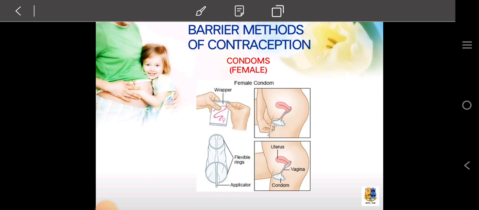Use of female condoms. Female condoms can be inserted into the vagina.